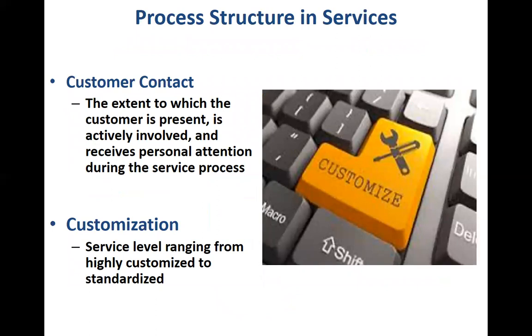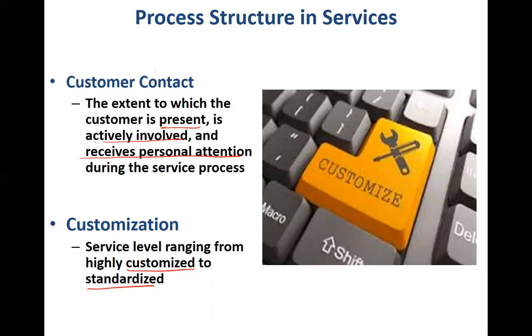Now, to really understand how process structure needs to be put in place for services, we will be looking at a framework, and that framework uses two dimensions. One dimension is customer contact and customization. So they are put together as part of one dimension. And by customer contact, now, given that we understand there are different dimensions to customer contact, what we really refer to is the extent to which the customer is present, is actively involved, and receives personal attention during the service process. Right? So that's part of the customer contact. And customization is the service level that can range from being customized to standardized.